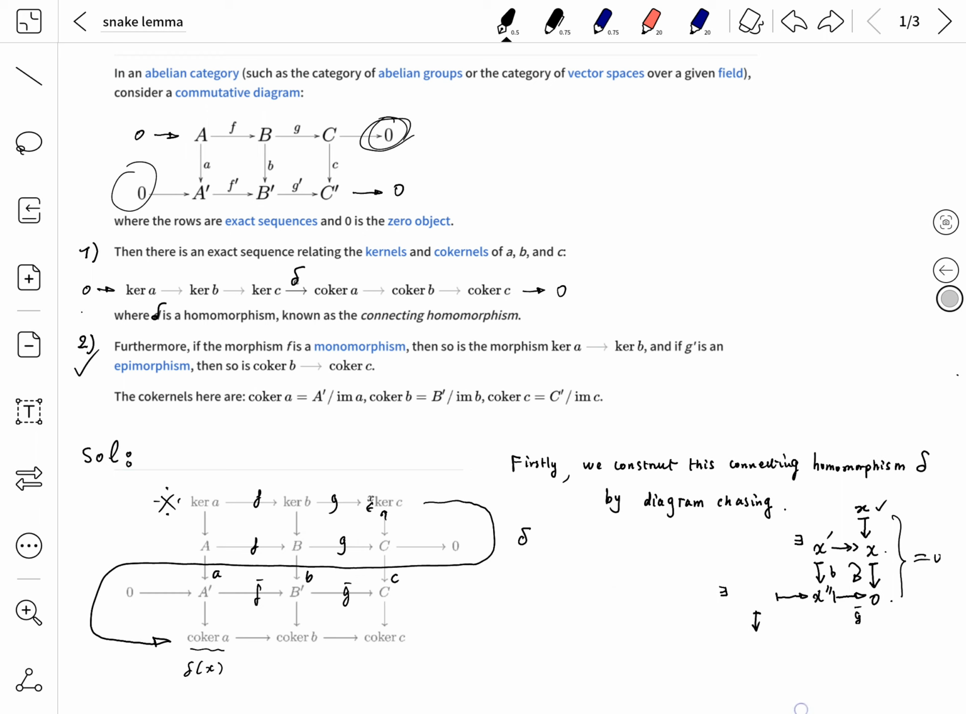So there exists, let's call it x triple prime, a pre-image, and then I'm going to define my delta of x to be the quotient class of this x triple prime, because it's in the cokernel. That's how we define this delta. Now let's look at this: the delta defined in this way gives you the exact sequence.